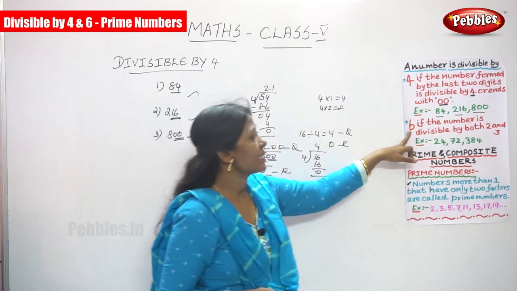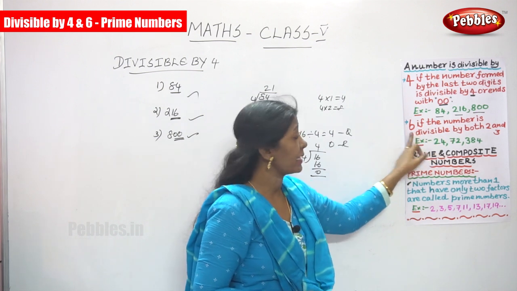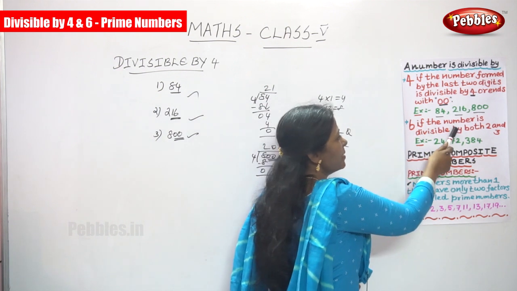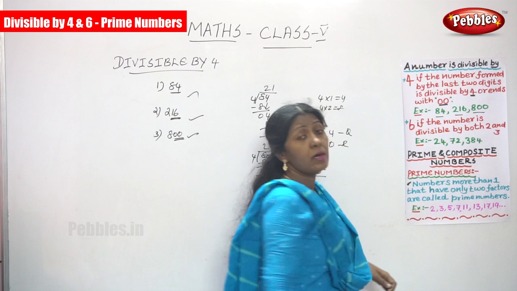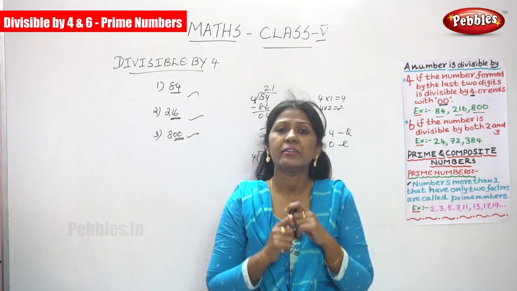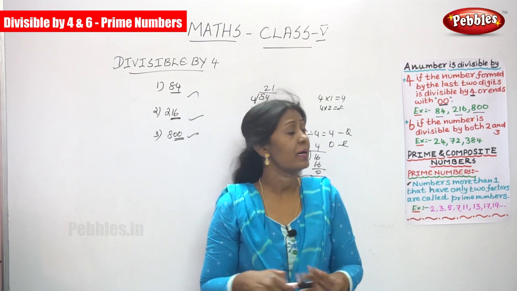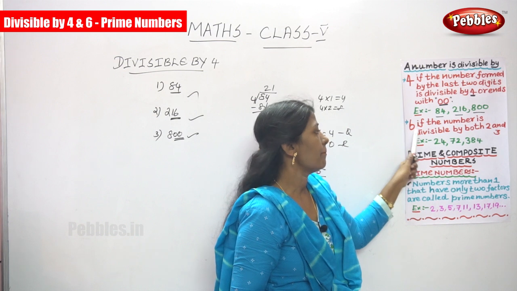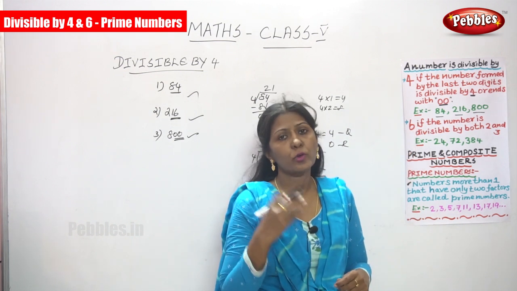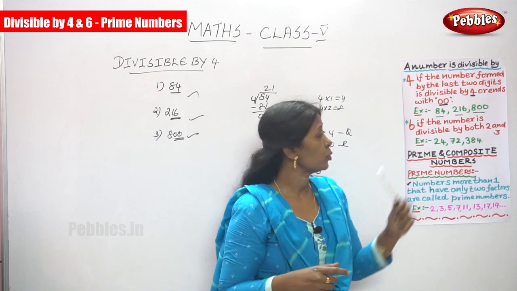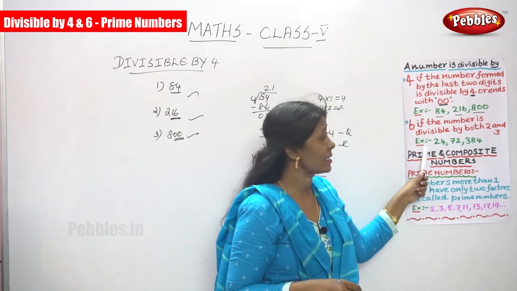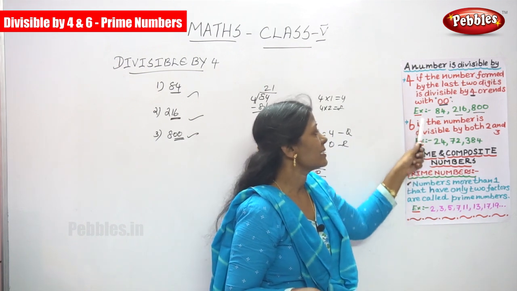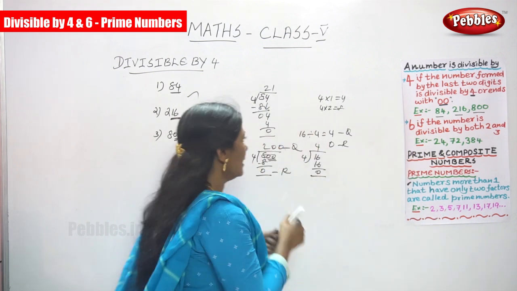Next, divisibility by 6. The rule is: if the number is divisible by both 2 and 3, then automatically this number is divisible by 6. What is the rule of 6? If the number is divisible by both 2 and 3, it is divisible by 6.